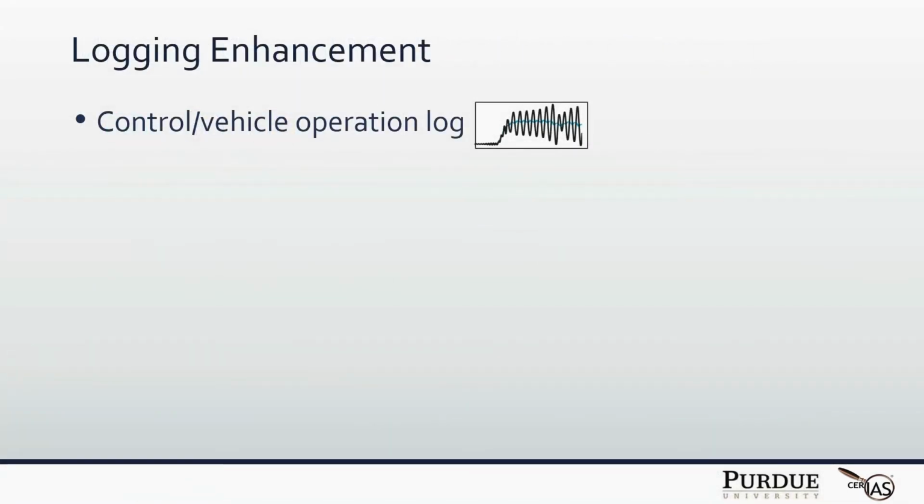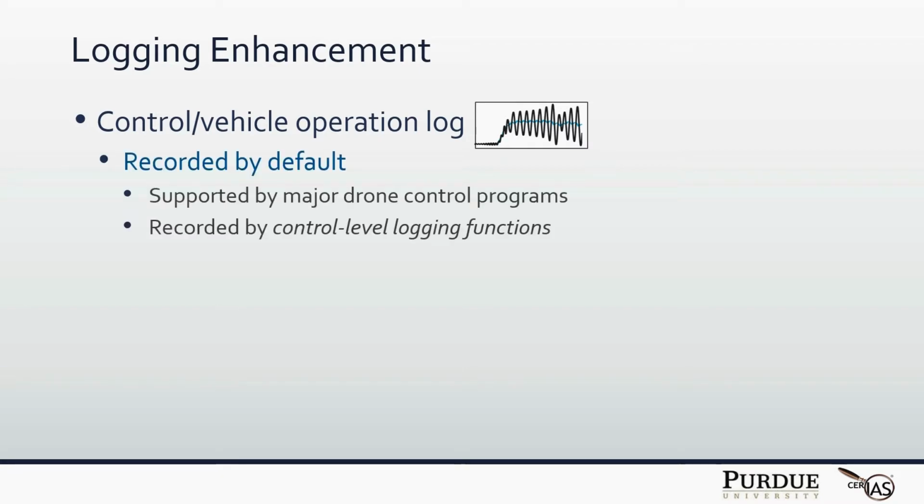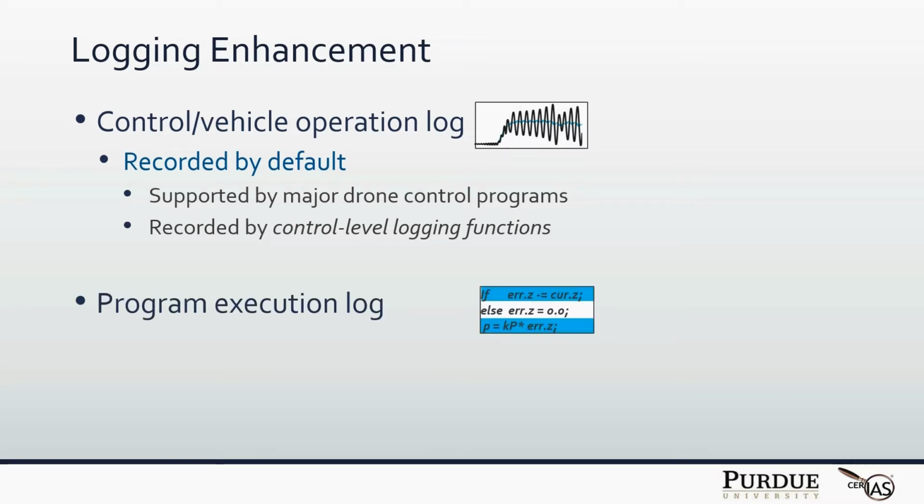Based on the model-program mapping, we can now enhance the control program with logging. Control and vehicle level logs are already recorded by default in major drone programs such as ArduPilot and PX4. The logging is performed by a number of control level logging functions. To find the program level bug that causes an accident, we also need to record control program execution.